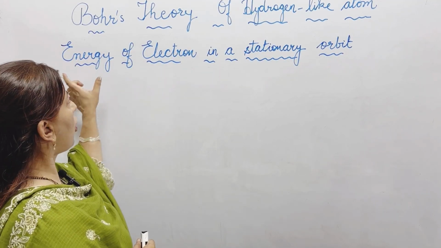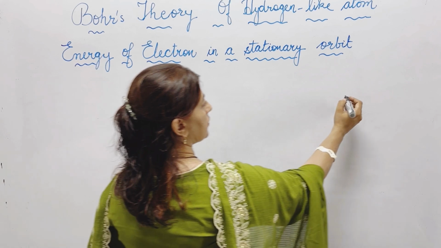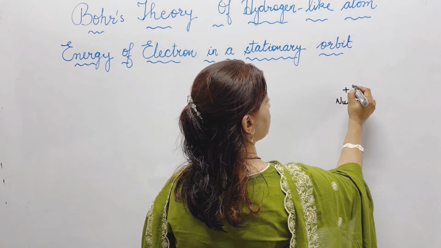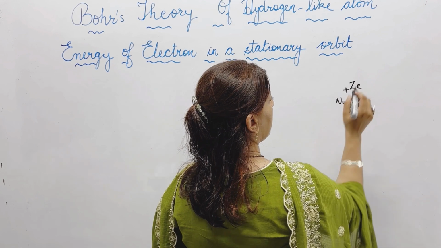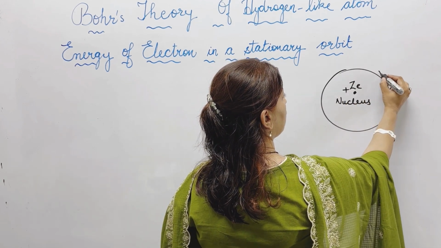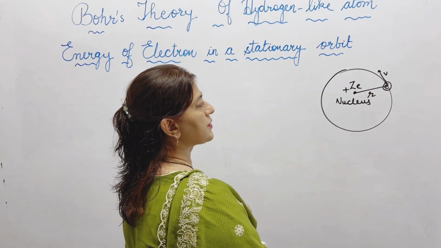Now we are going to find out how much is the energy of electron that is residing in a stationary orbit. So this is the nucleus having the positive charge, and around it an electron is revolving with velocity v at a radius r and having the mass m.